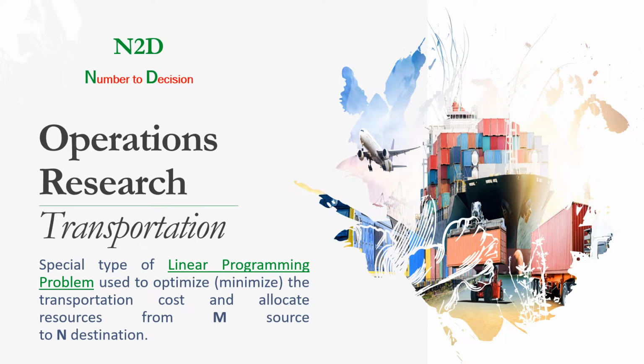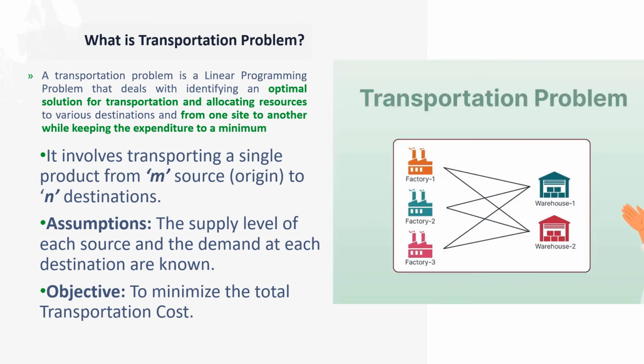The transportation model is one special type of linear programming problem, which is used to optimize or minimize the transportation cost. Every organization or industry which uses transportation finds it very crucial to minimize the cost of transportation. Let us look at how we are going to use these transportation problems. As I told you, it is a linear programming problem which is going to find an optimum solution for transportation and allocating resources to various destinations, from one side to another, while keeping the expenditure to a minimum.